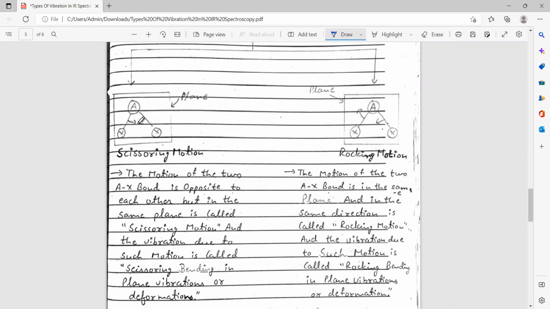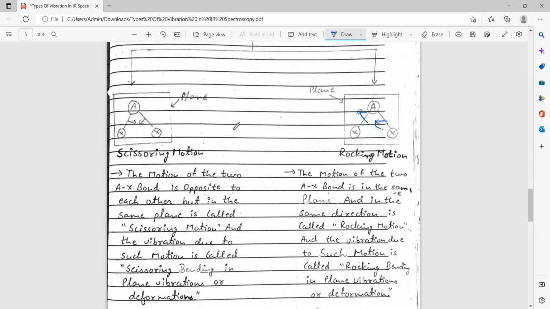As you are seeing in this figure, two AX bonds come in the opposite direction but in the same plane. So it is known as the scissoring type of motion. If the two AX bonds are in the same direction but in the same plane, they are known as the rocking motions. So it is known as scissoring and the rocking motions.